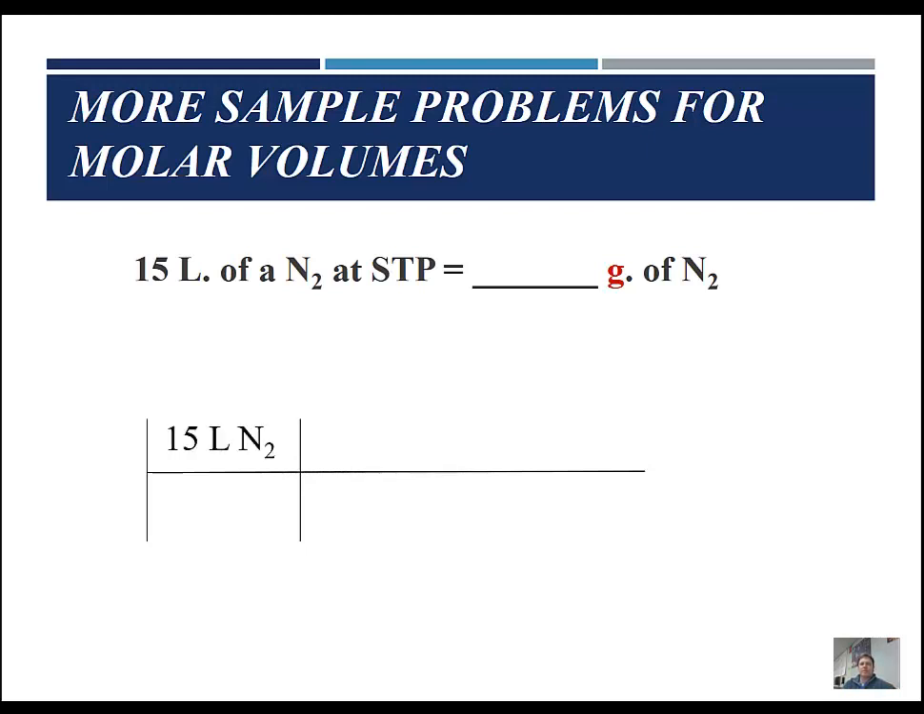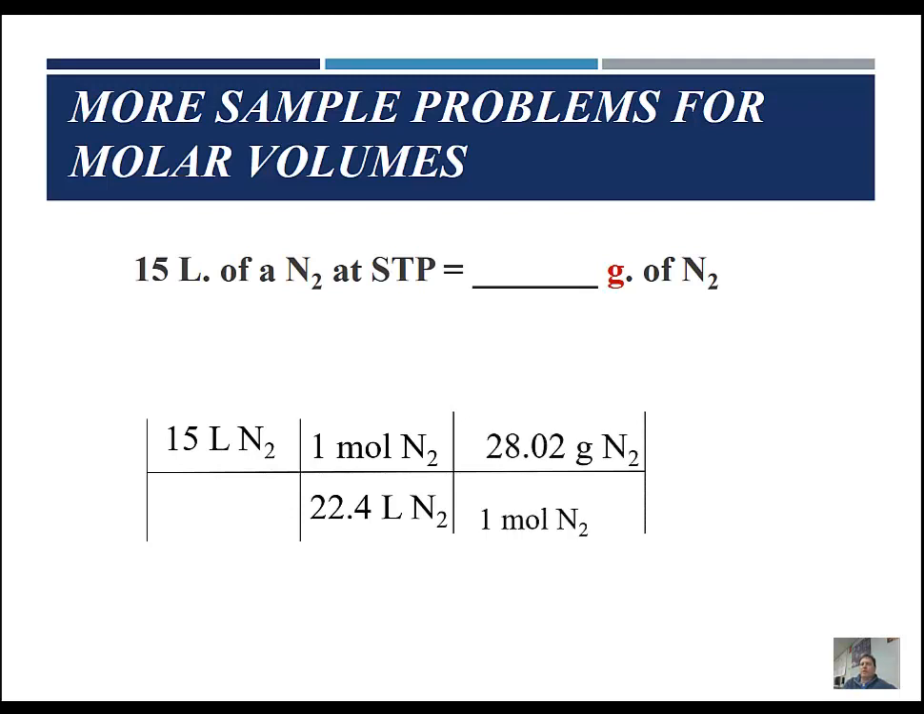So we start with what we're given, 15 liters. We know that 1 mole is 22.4 liters. Now we have to go up to N2, one of our diatomic molecules. And we know, don't forget the 2 in this, that 1 mole of N2 weighs 28.02 grams. Do a little math there and end up with 18.76 grams.